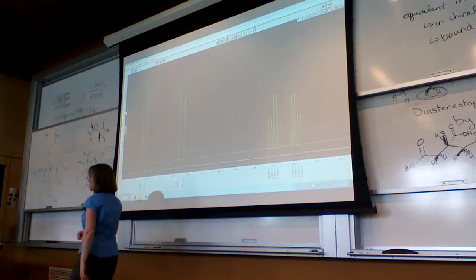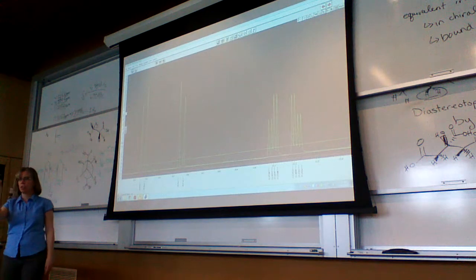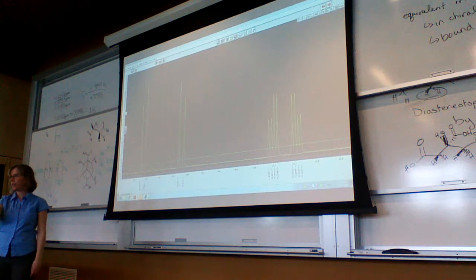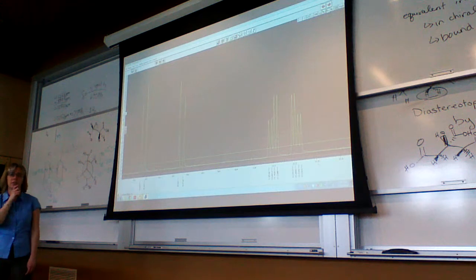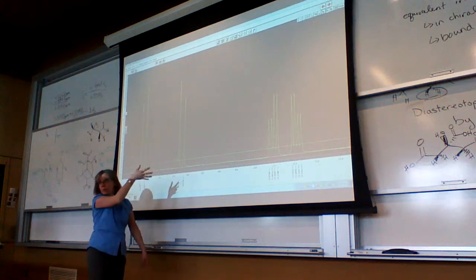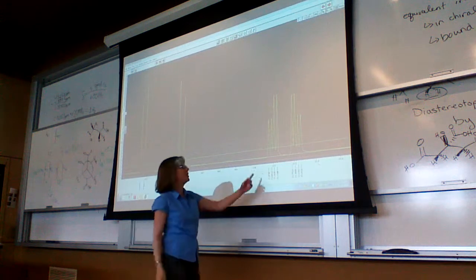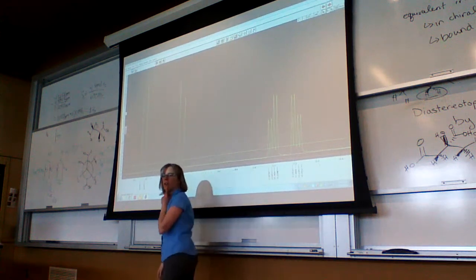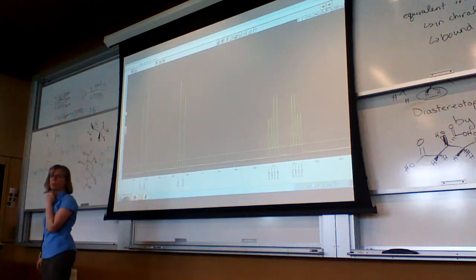The group we're looking at right now, that CH2 group, if they're diastereotopic, they'll be splitting each other, and they have one more neighbor, right? So we're going to have doublets of doublets for each of those signals. These two are just doublets, so those are not what we're looking for. These two are the ones we're looking for, the doublets of doublets for that CH2 group.